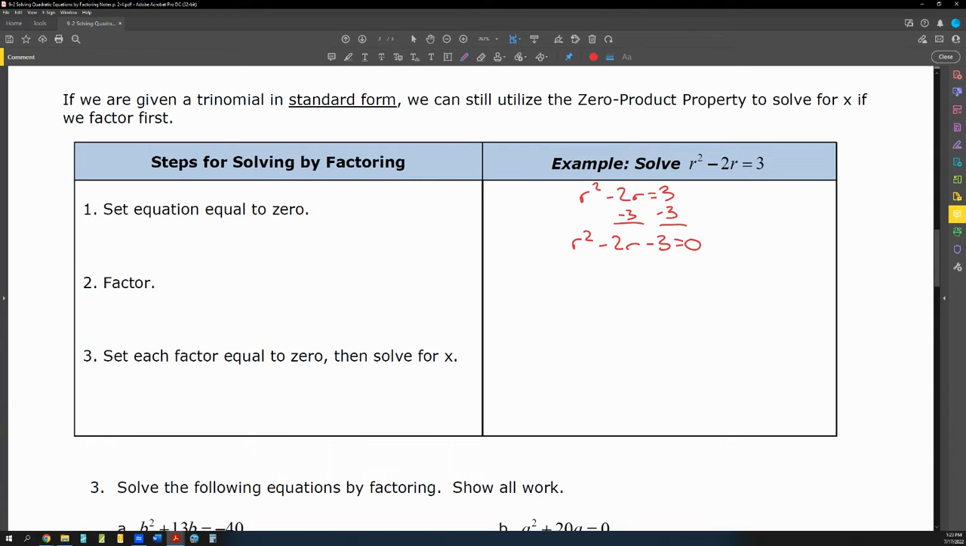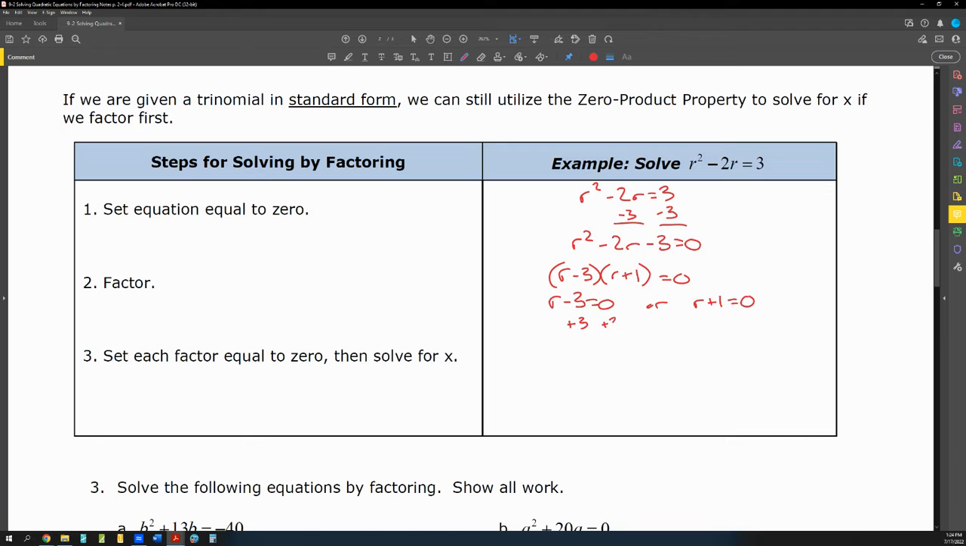Step 2 is to factor. So I'm looking for factors of negative 3 that add to negative 2. The answer is negative 3 and positive 1. So we can factor that quadratic trinomial into its factored form, r minus 3 times the quantity r plus 1. Now, using the zero product property, I'm going to set each of those factors equal to 0. So we have the two equations, r minus 3 equals 0 or r plus 1 equals 0.